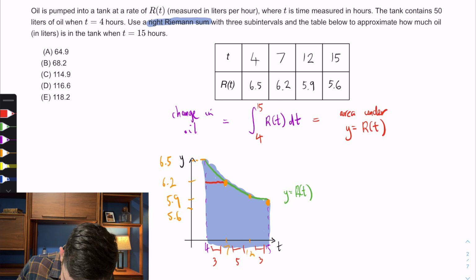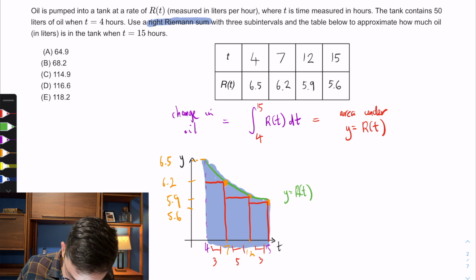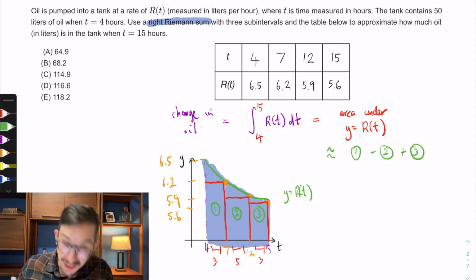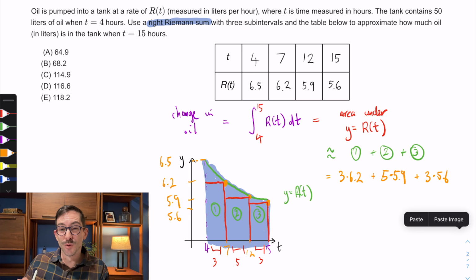And then I'm simply going to form 3 rectangles using the right-hand endpoint. That is my Riemann sum. So let's calculate it. So this is roughly going to be my first rectangle plus my second rectangle plus my third rectangle. If we calculate this, I'll get 3 times 6.2 plus 5 times 5.9 plus 3 times 5.6. Again, getting all this information from my rectangle formula and the information in the table.